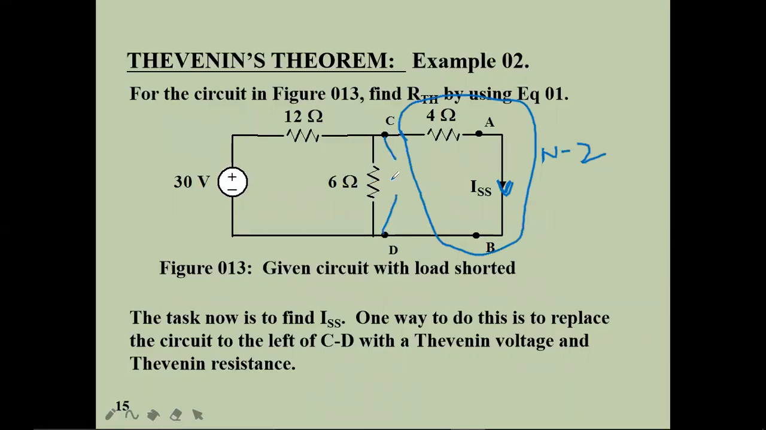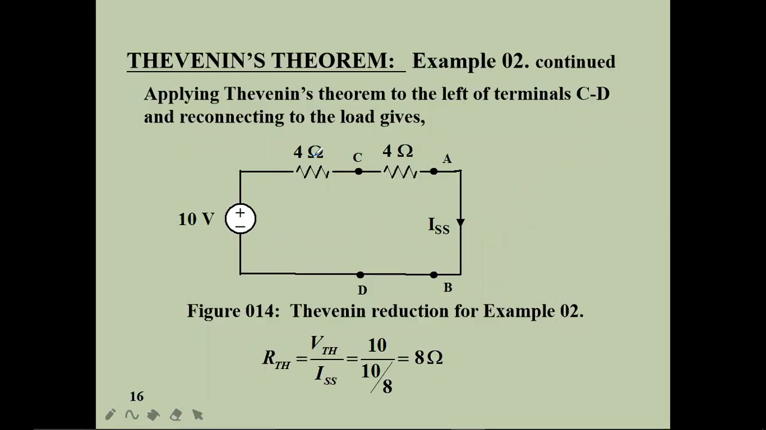For finding VTH, the same value, 30 volts multiplied by 6 by 12 plus 6, then VTH will be 10 volts. Then what about this resistance RTH? This is going to be short circuited. Now 12 into 6 by 12 plus 6, 72 by 18. Then RTH will be 4 ohms. So this is VTH and RTH, 10 volts and 4 ohms. Hence these two are in series with the 4 ohms resistor. Right, now it is very easy to find ISS. What is the value of ISS? ISS is very simple, 10 by 4 plus 4.